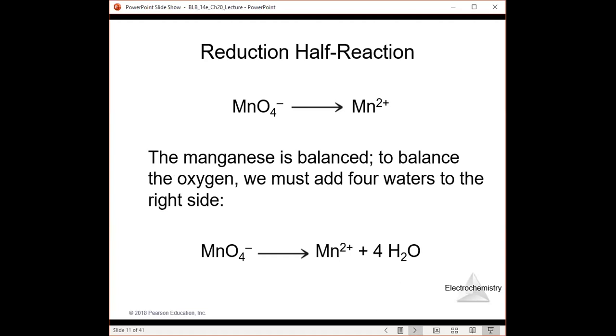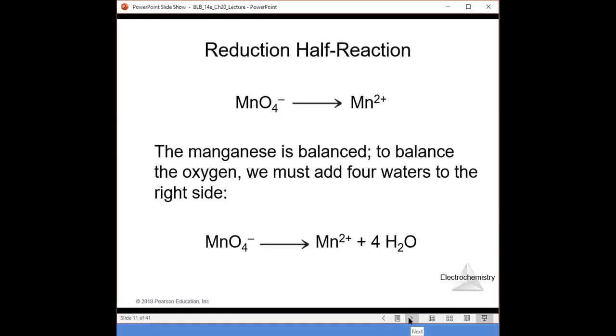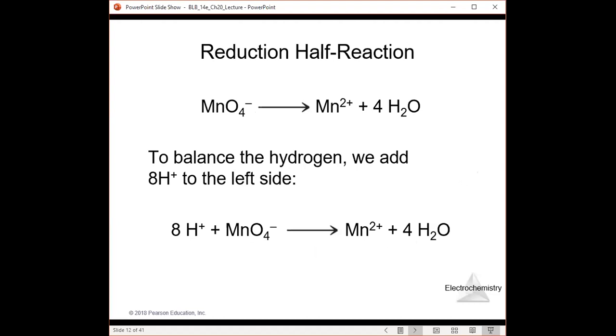When you do that, then you got to balance the other side. So what you got to do is, because you got those 4 oxygens on one side, you got to add 8 hydrogens, H pluses, to the other side. That's what you got to do. It's just like balancing a chemical equation, guys.